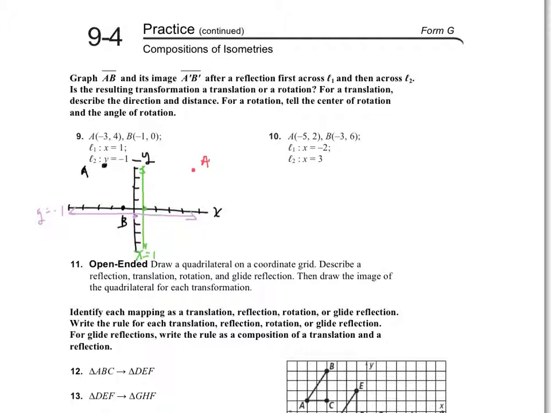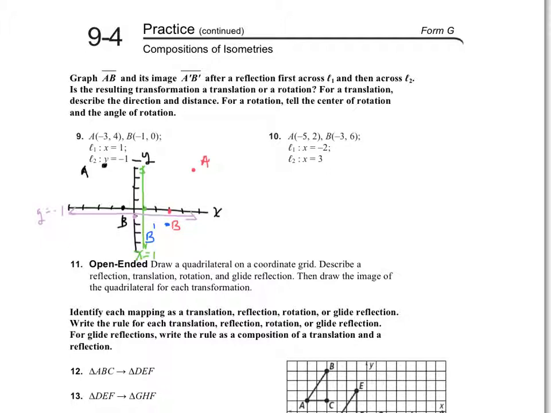Okay, so then we're going to reflect B. Well, B is 2 units away, so we want to go 2 units away on the other side. So B is going to be right here. And then finally, we're going to reflect across L sub 2, which is the purple line here. So B is the easiest one, it's the closest, it's 1 away. So we are going to reflect 1 away here. And this is our B prime.